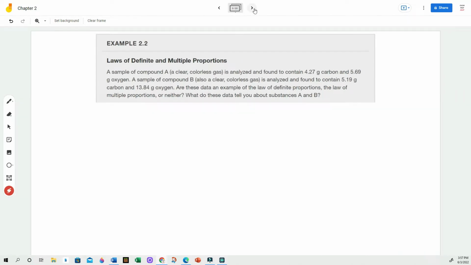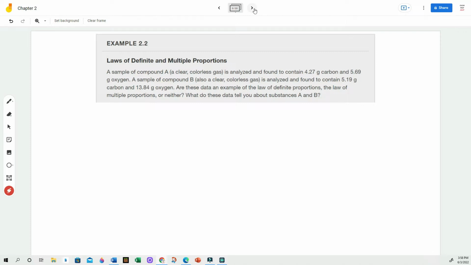Example 2.2, Laws of Definite and Multiple Proportions. A sample of compound A, a clear colorless gas, is analyzed and found to contain 4.27 grams of carbon and 5.69 grams of oxygen. A sample of compound B, also a clear colorless gas, is analyzed and found to contain 5.19 grams of carbon and 13.84 grams of oxygen. Are these data an example of the law of definite proportions, the law of multiple proportions, or neither? What do these data tell you about substances A and B?